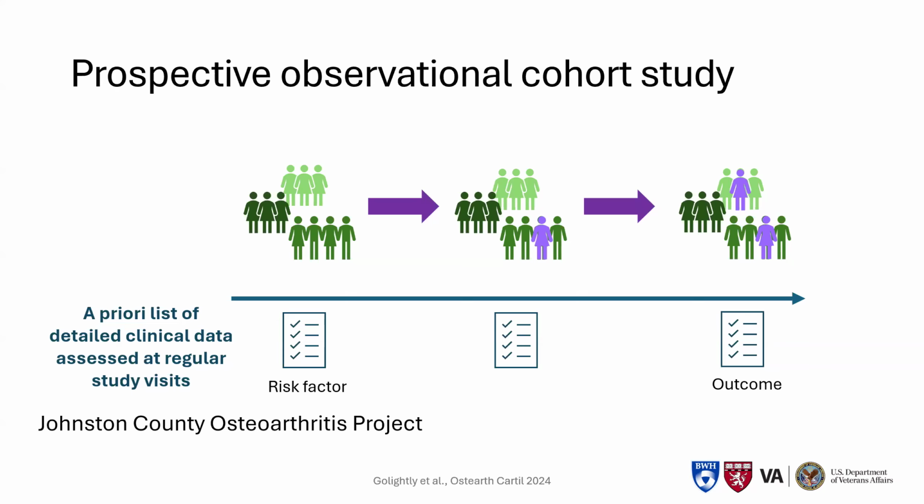So, for example, in this figure here, you can see at the baseline time interval, you're assessing risk factors, both the presence and the absence, for all the participants, and also assessing all the outcomes for all the participants, so that you don't have this ascertainment bias.